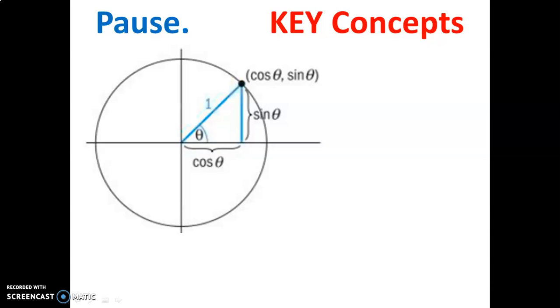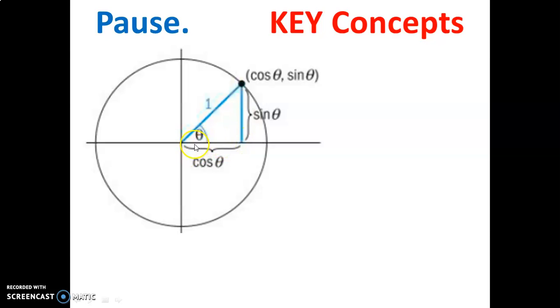Just get those key concepts ingrained in our memories, because this is the heart of trigonometry right here. We have a unit circle. That means the radius is 1 unit long. We can create these triangles or angles within the unit circle. To get the coordinates of that point, we need x and y values.